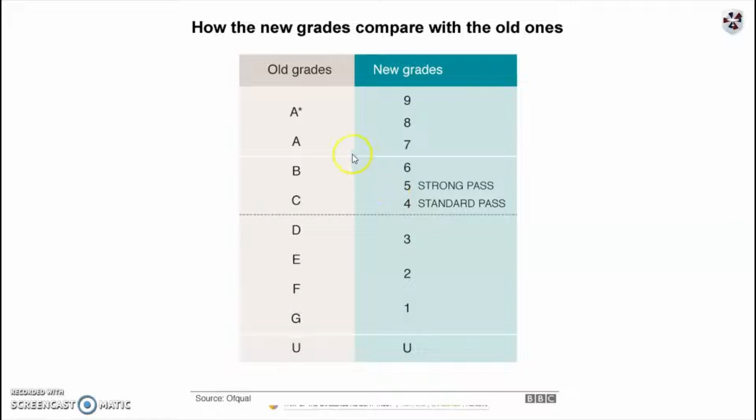Looking at the higher grades, we can see that grade 7 is roughly equivalent to grade A, and a grade A star is between the new grade 8 and grade 9. Grade 9 is higher than the old A star and is awarded to the top 5% of students in the country. Looking at the lower grades, we can see that a grade 3 lies between a grade D and E, and a grade 2 lies between an E and F, and finally a grade 1 lies between a grade F and a grade G.